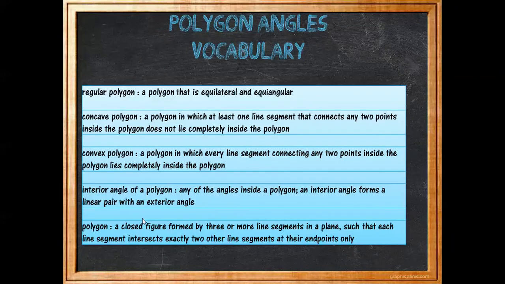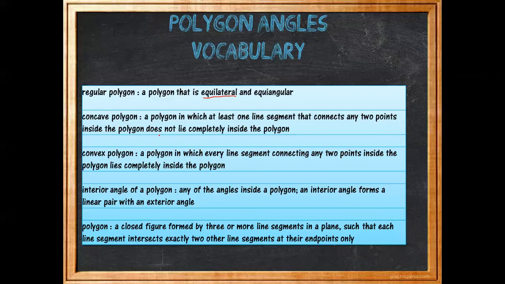The first thing that we're going to talk about is a regular polygon. A regular polygon is a polygon that is equilateral, that means that it has equal sides, and equiangular, that means that it has equal angles. So a regular polygon has to be both equilateral and equiangular.